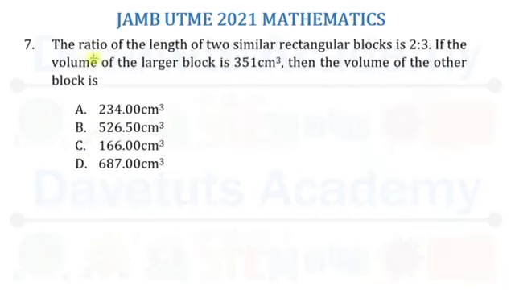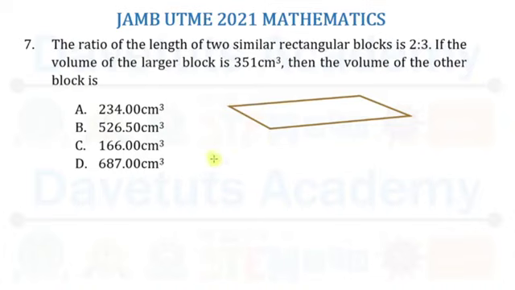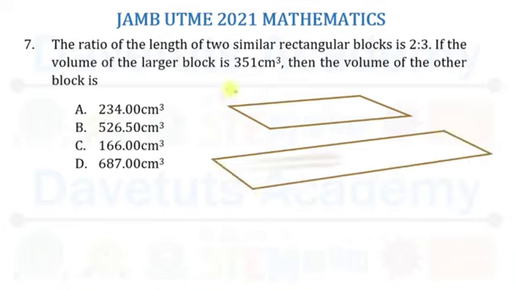In this question on mensuration, we are told that the ratio of the length of two similar rectangular blocks is 2:3. Then if the volume of the larger block is 351 centimeter cube, we are to find the volume of the other block. So this is something like this. Let's just take their length as 2:3. I'll call the first one L1 and the second one L2. They are telling us that the ratio of their length, L1 to L2, is nothing but 2:3.